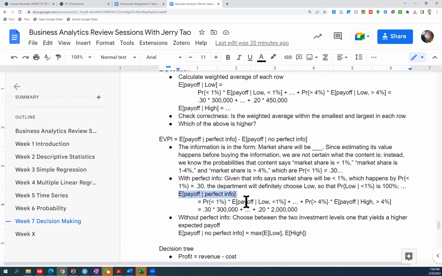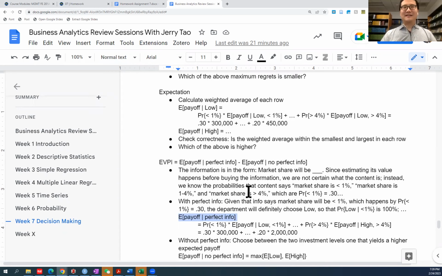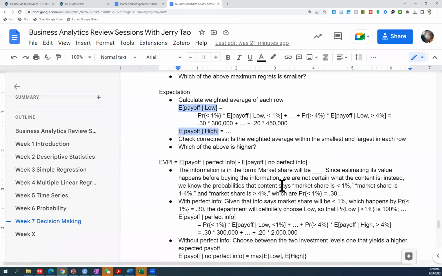Okay, I'll tell you where my confusion was coming from. For part C, I actually did what you did for part D. I looked at which of these investment levels and market share would give me the higher payoff, and I just summed them up. No, you cannot do it, because if you sum these two expected values, it doesn't make sense. Got it. Don't do that.